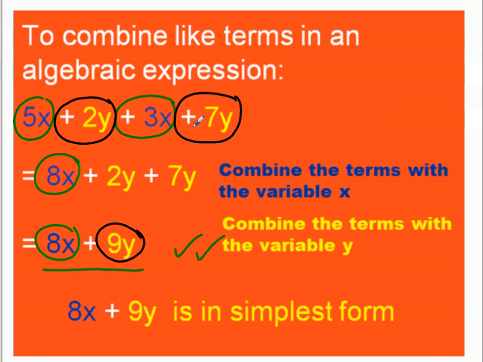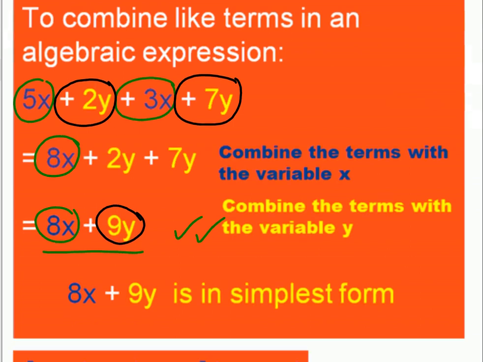That's plus 2y plus 7y. In total, we have 9y. So this would combine to give 8x plus 9y. And notice our answer is an expression. This is the simplified answer of that. So this is the most simplified version of that expression. Now let's do a few more.